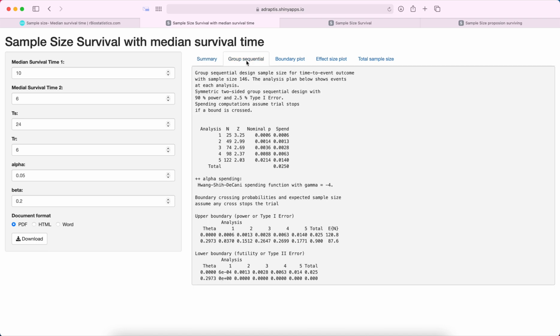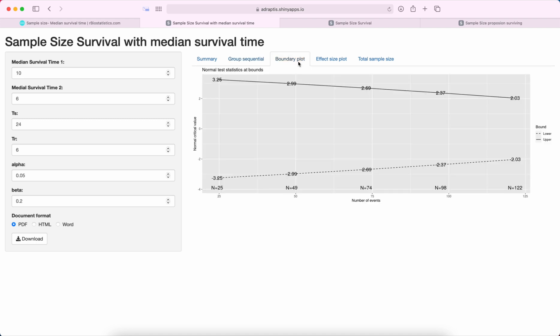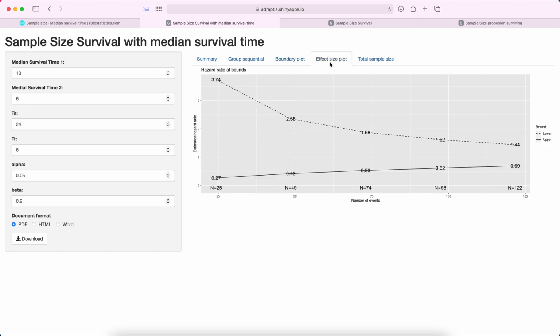You can then select the group sequential tab, and this is showing you the internal mechanism through which this is calculating using the Hwang-Shih-DeCani spending function. Though again, this is not necessarily essential, and you can move past this tab if you like. This is showing you a boundary plot that is essentially a representation of what is going on in the group sequential testing, and an effect size plot as well.